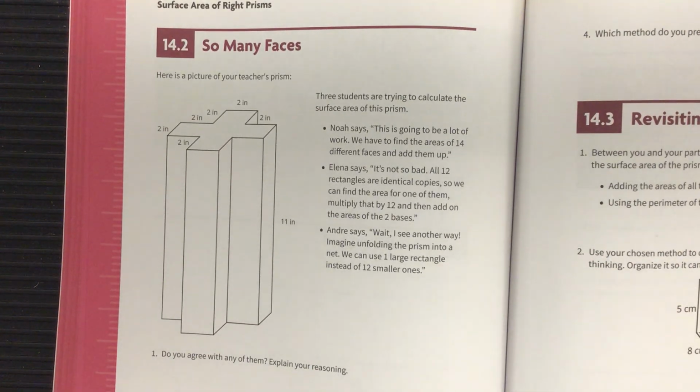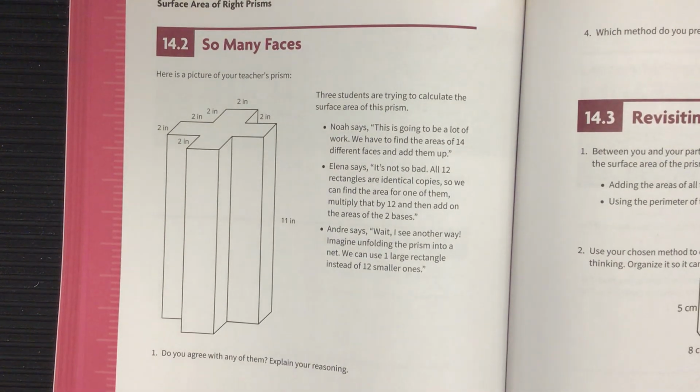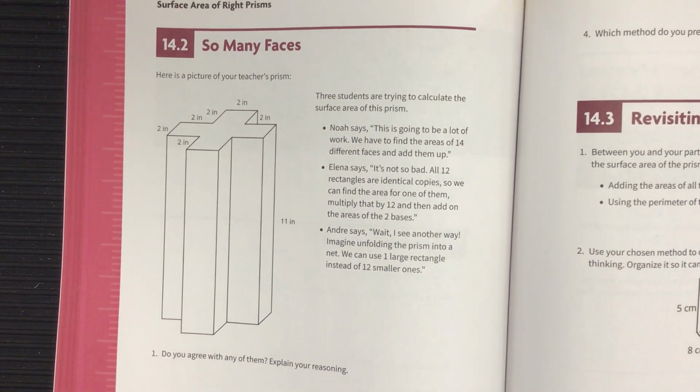Okay, it says 3 students are trying to calculate the surface area. And we'll kind of talk about each one. We'll pick one and we'll do it that way. Noah says this is going to be a lot of work. We have to find an area of 12 different faces and add them up. So if you count every side, there's 14, 12 sides and then top and the bottom. Okay, so they say you got to add or figure out 14 of them.